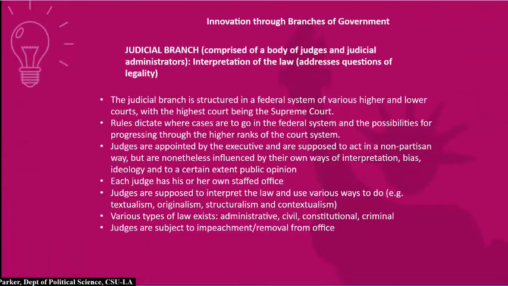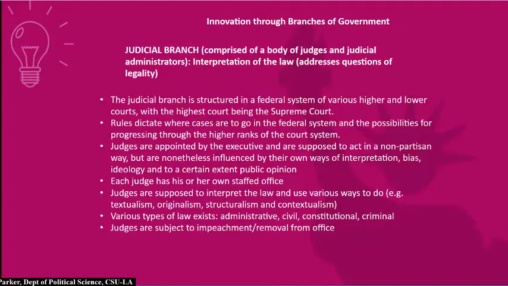Now we have the judicial branch. The judicial branch is comprised of a body of judges and judicial administrators, and they are in charge of interpreting the law. In other words, that means they address questions of legality. So the judicial branch is structured in a federal system of various higher and lower courts, with the highest court being the Supreme Court. Rules dictate where cases are to go in the federal system and the possibilities for progressing through the higher ranks of the court system.